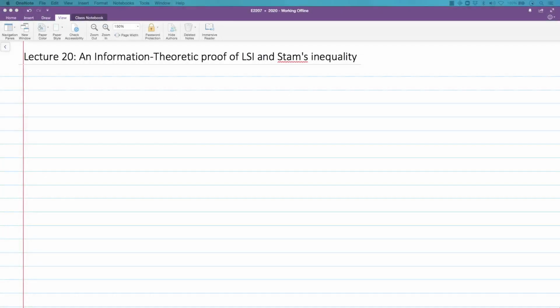In the last lecture, we saw how the log Sobolev inequality is equivalent to an inequality called Stam's inequality. Therefore, by showing the log Sobolev inequality, which we have already done in the past, we have also obtained a proof of Stam's inequality. Now, what we will do in this lecture is present a different proof of Stam's inequality, and in turn, that will imply the Gaussian log Sobolev inequality. In fact, these two are exactly equivalent.